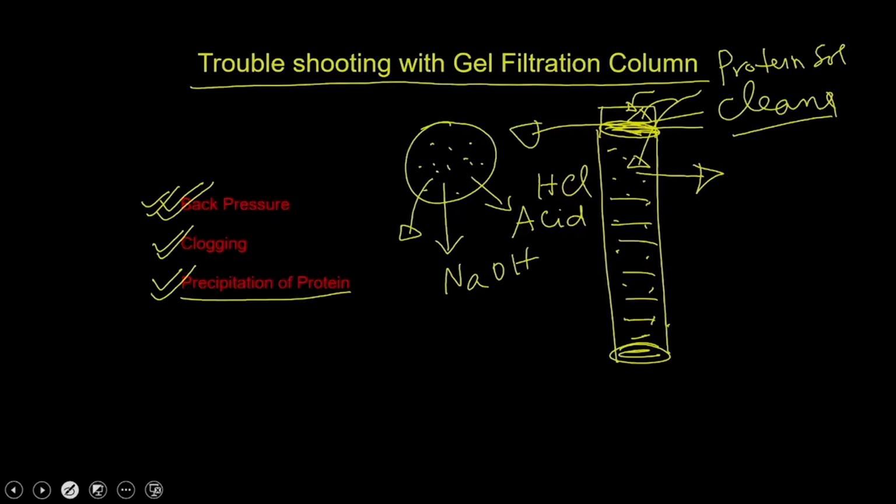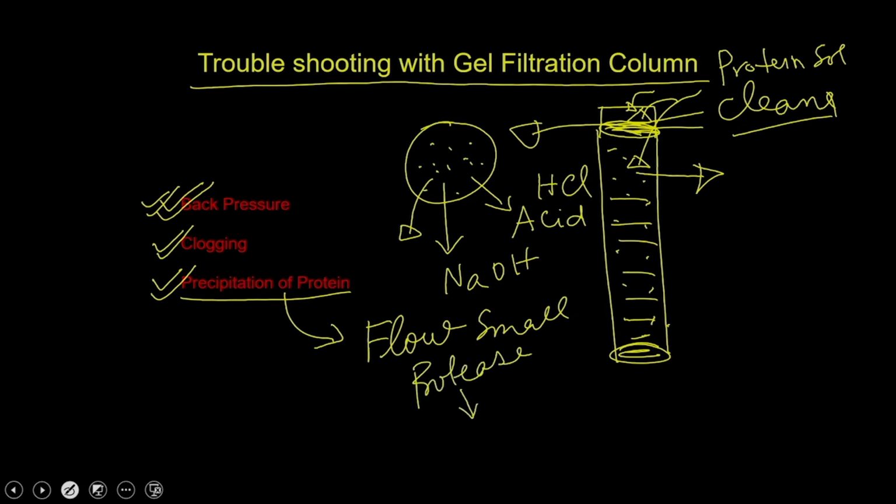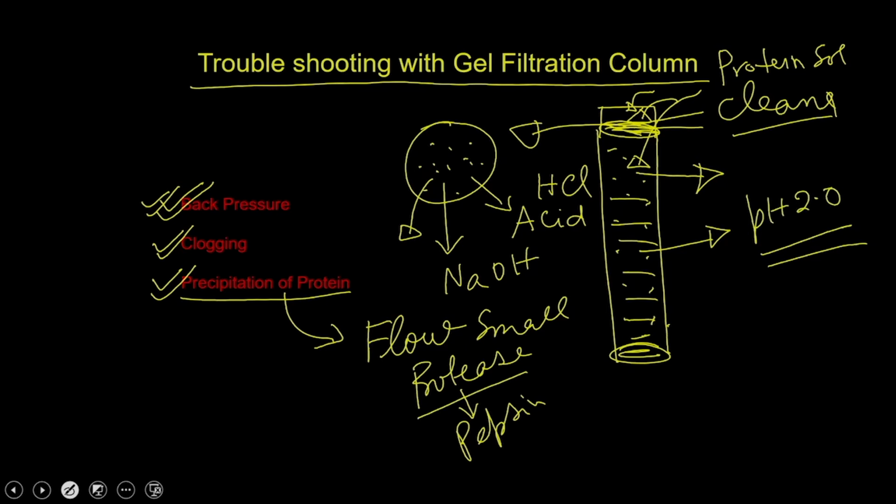In that case, you have to flow a small quantity of protease. For example, I will take pepsin. I will equilibrate this column with a buffer maintaining pH 2, and then inject the pepsin and let it incubate. Then I will take the column out of the chromatography system, tie it up and keep it at room temperature, which means I will leave it on my bench.